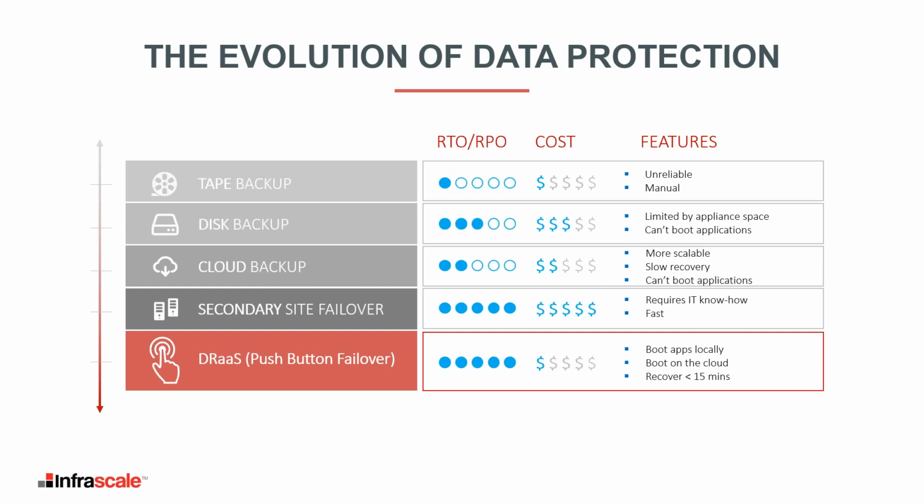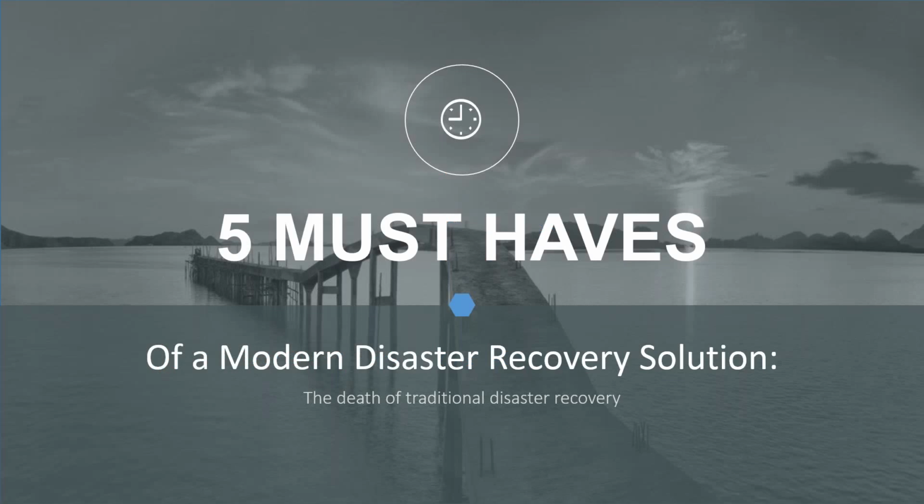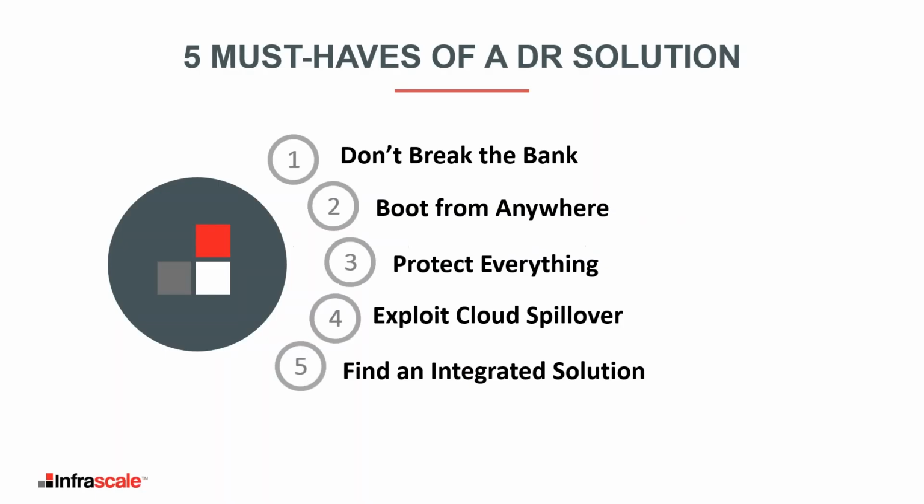So let's now move into the meat, which is the 5 must-haves of a modern disaster recovery solution. The next 5 slides are all about what you should be thinking about as you're planning for 2016, planning out your disaster recovery programs and implementations. These are 5 key things to look for, and frankly, you shouldn't have to settle for anything less than these 5 key technologies we're about to talk about. So what are these 5?